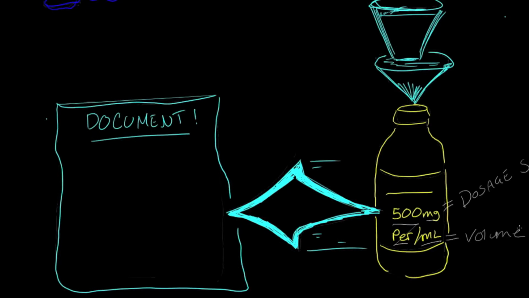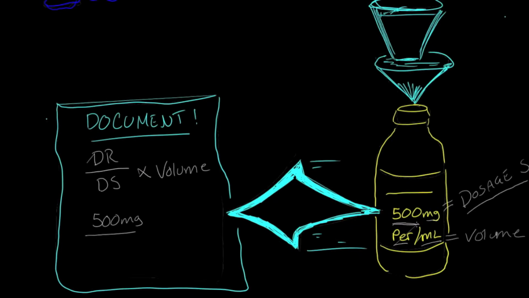So for our equation, dosage requested over the dosage supplied times the volume. That's all it is, every time. So the doctor said he wanted 500 milligrams. And your medication, the dosage supplied, comes in 500 milligrams.